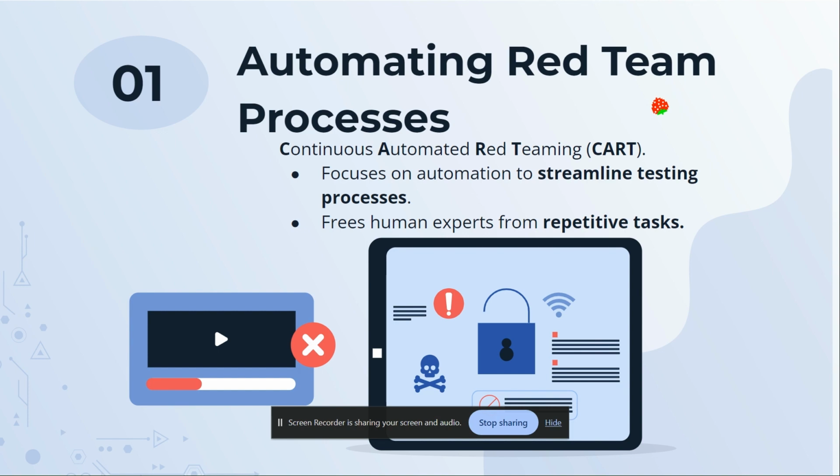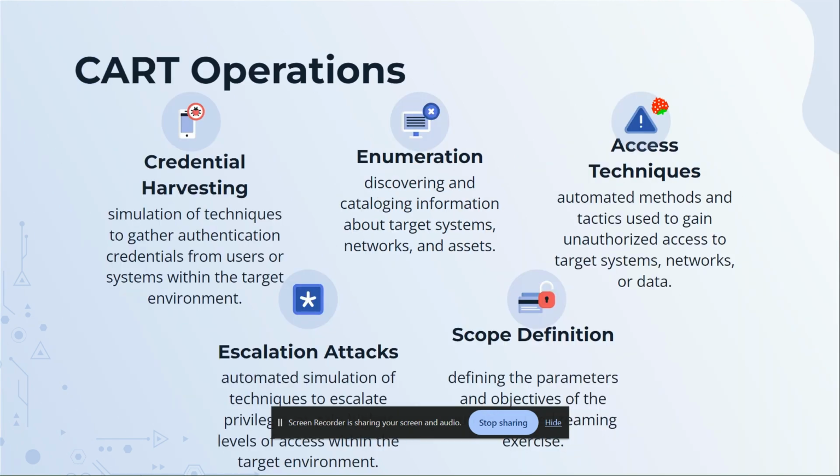So, automating. One solution to this large human demand that we aren't meeting is automating our red team processes with CART, Continuous Automated Red Teaming. This focuses on automation to streamline testing processes and frees human experts up from repetitive tasks to do more meaningful work. So, this breaks down into about 5 categories of what CART can do.